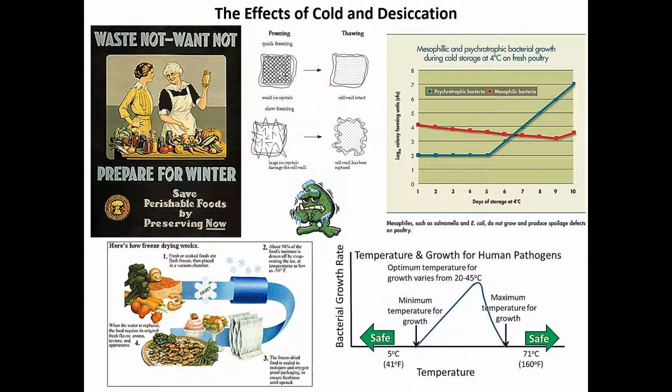All right, so here you're looking at a graph of mesophilic and psychrotrophic bacteria during cold storage at 4 degrees Celsius on poultry. Notice your mesophilic bacteria have this really long lag phase. For 10 days at 4 degrees, they haven't grown very much. After 10 days, they increase a little bit, but not much. Your psychrotrophic bacteria, after 5 days, begin replicating exponentially.